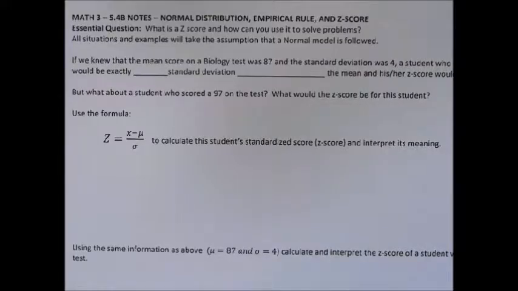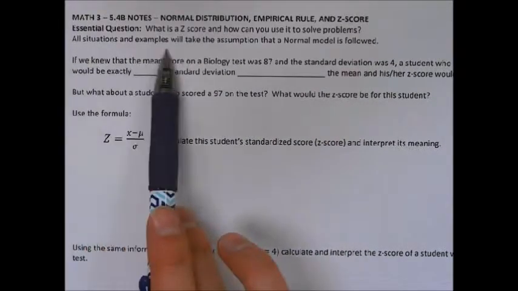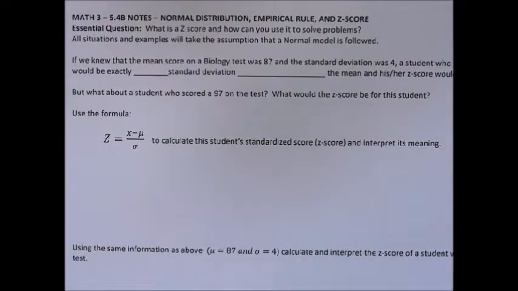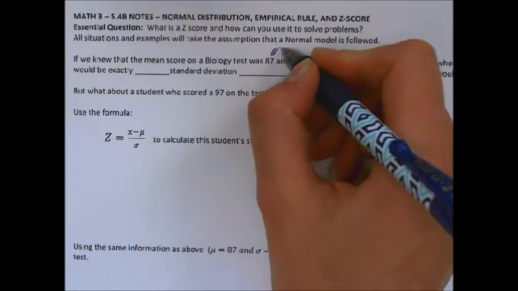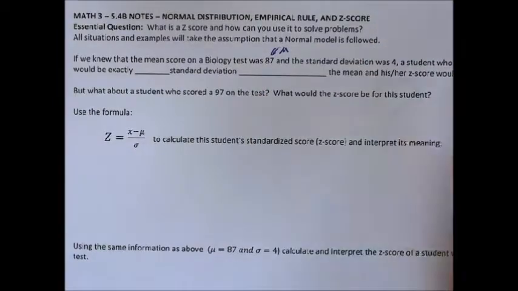In 5.4b, we're going to look at z-scores. All situations and examples will take the assumption that a normal model is followed. Here's a little example. We knew that the mean score on a biology test was 87, so this is our mu, our mean, and the standard deviation was 4.